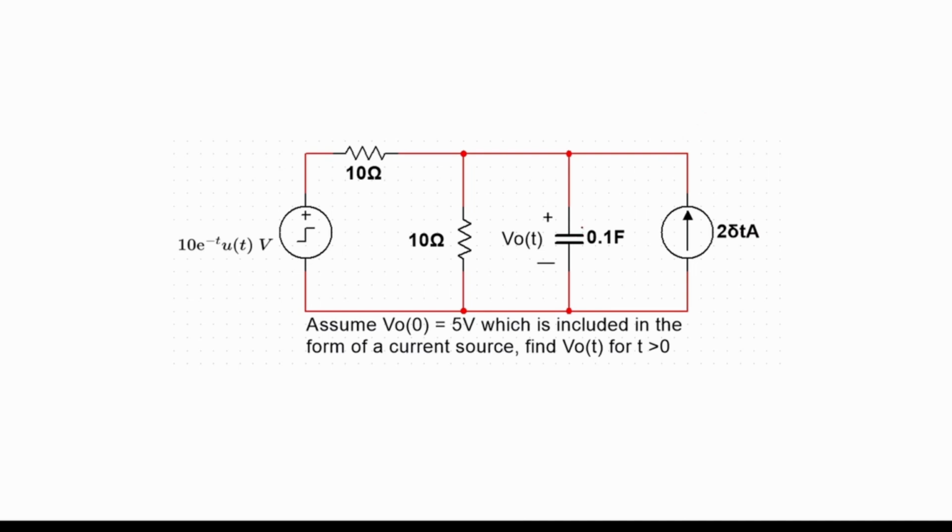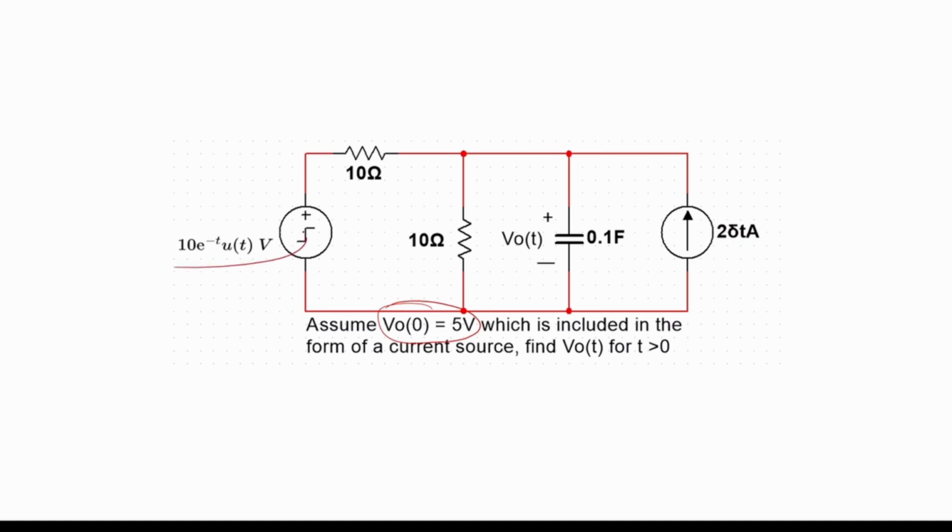Okay. Assume v0 of 0 is equal to 5 volts. So this is the initial condition of the capacitor. It's the same as the last question, 5 volts, which is included in the form of a current source. Now we were also still given how to model the capacitor in the S domain. So there's no free will here. You have to model this as a current source. Find v0 of t for t greater than 0.